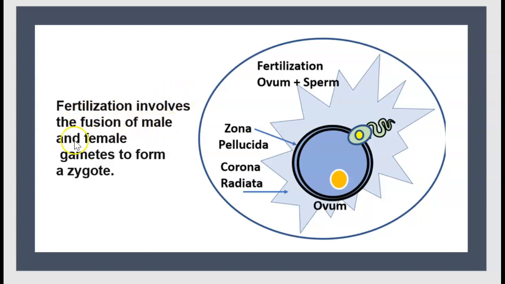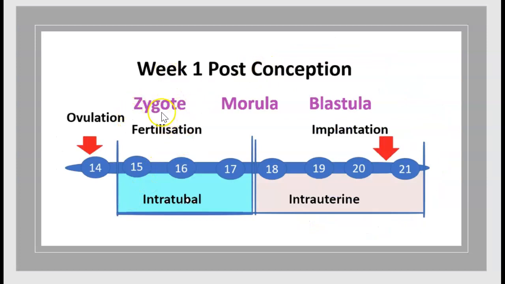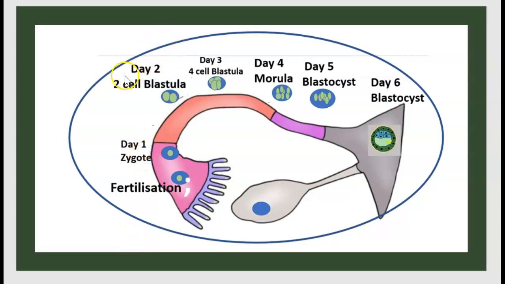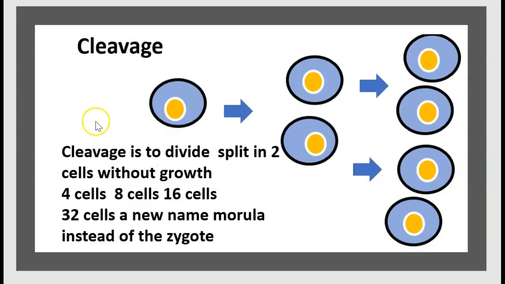Fertilization involves the fusion of male and female gametes to form a zygote. Week 1 post-conception: zygote, morula, and blastula. Fertilization is intratubal, and implantation is intrauterine. Day 1 zygote, day 2 2-cell blastula, day 3 4-cell blastula, day 4 morula, day 5 blastocyst, and day 6 blastulation, end of blastulation. Cleavage is to divide and split into cells without growth.